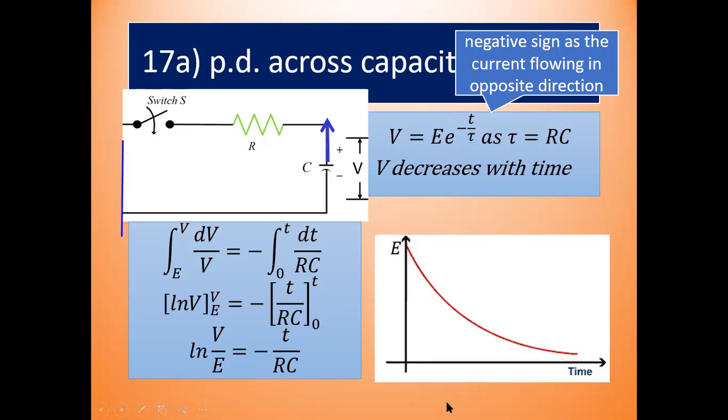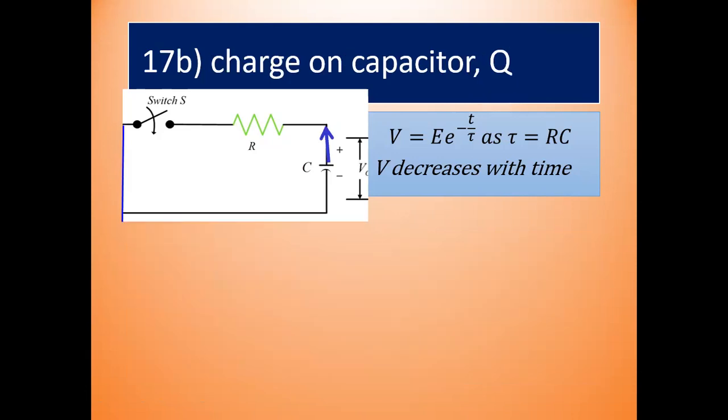So again, that's what the graph will look like. Right? As the charge on the capacitor decreases, the voltage on the capacitor will also decrease. Charge decreases, voltage also decreases. Right? Voltage decreases with time.